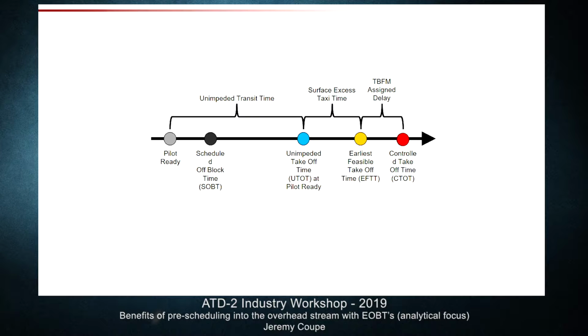And then ultimately, TBFM is going to come back with some additional delay, and the difference between the earliest feasible takeoff time and the controlled takeoff time is what we will call the TBFM assigned delay. So for those that want to play along, maybe write this down, take a picture, burn it into your retinas or whatever, because we'll talk about some of these metrics here.